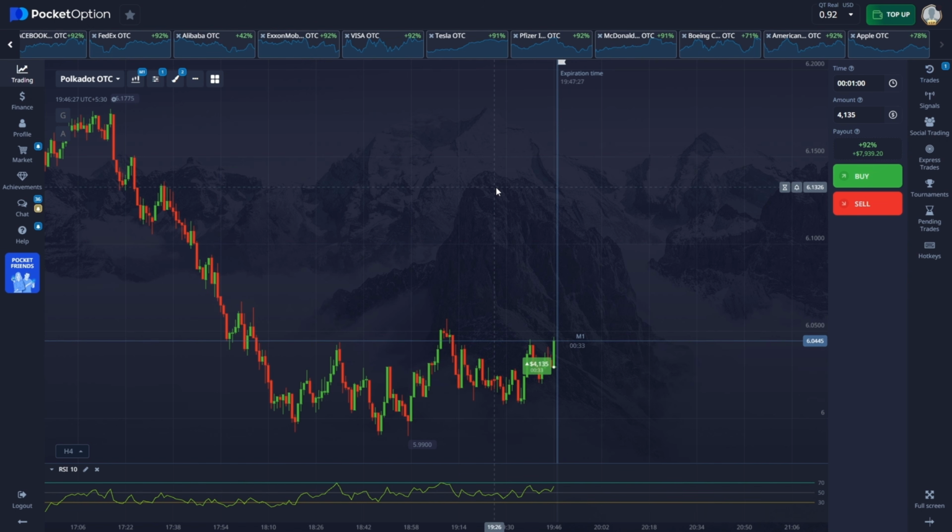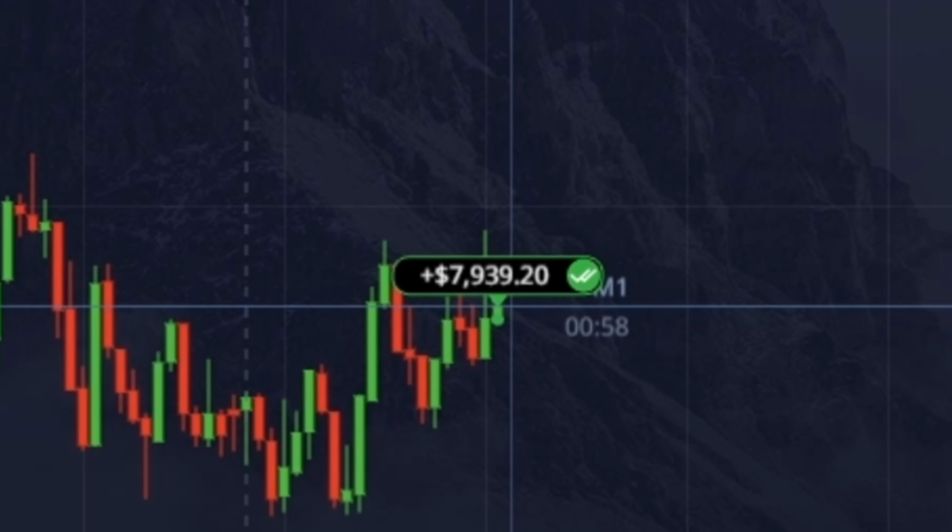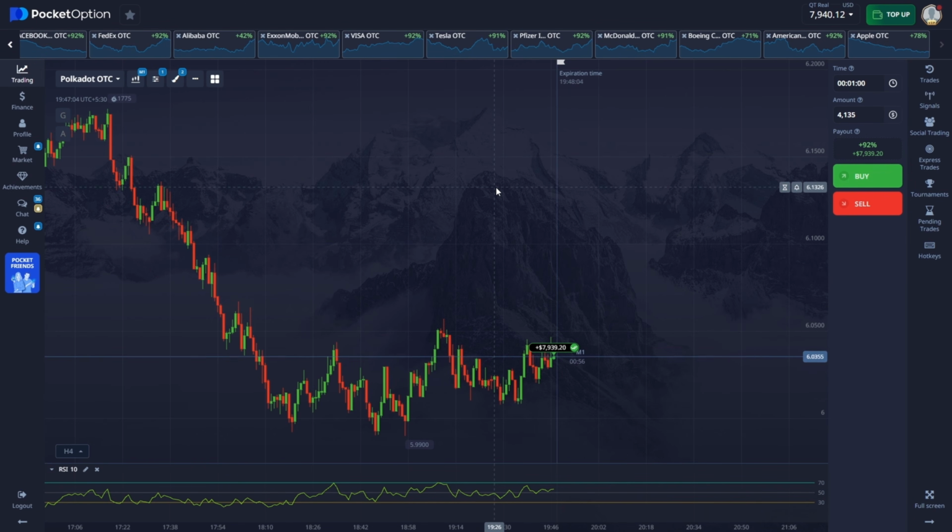The trade was also going in our favor right now. You will see a nice green candle forming, but we still have 30 seconds left. Only a few seconds left and I won it. I won my next trade. So now my balance has turned into $7,940.